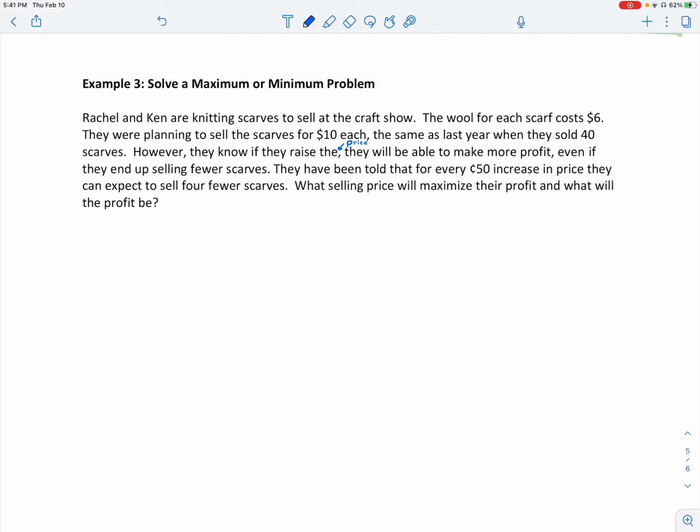Hi, welcome back to 1.3 maximum or minimum of a quadratic function. In this example, we will be solving a maximum or minimum problem.